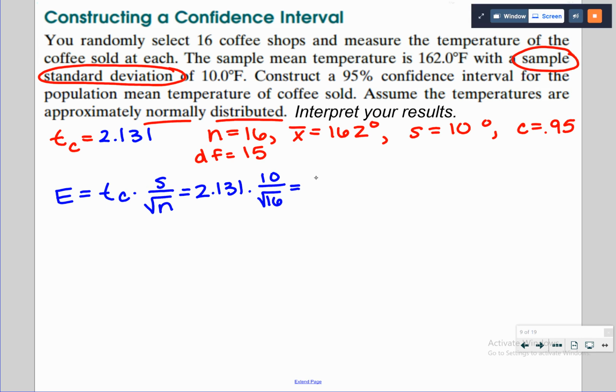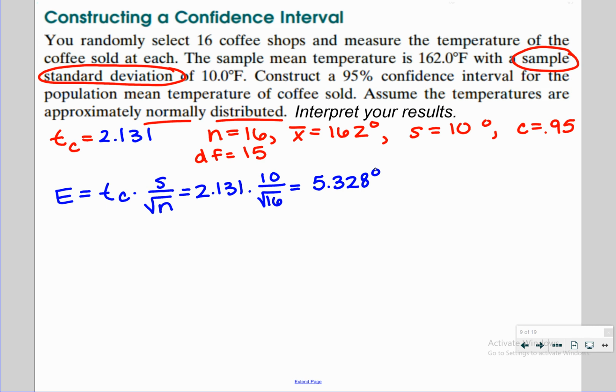And I'm going to give it 3 decimal places, I guess. 5.328 degrees. Rounding with these 3 decimal places is always safe. You can kind of follow what they give you in the problem. Based on how they gave the sample mean and the sample standard deviation, they just rounded to 1 decimal place. That's why you see those point zeros.